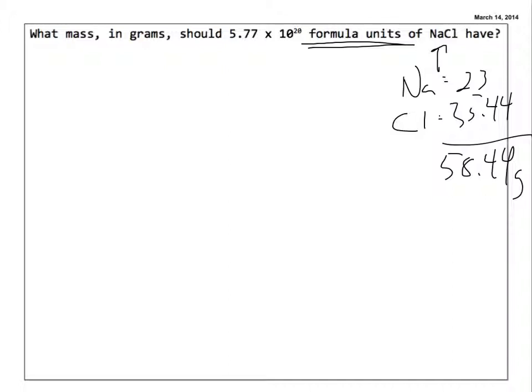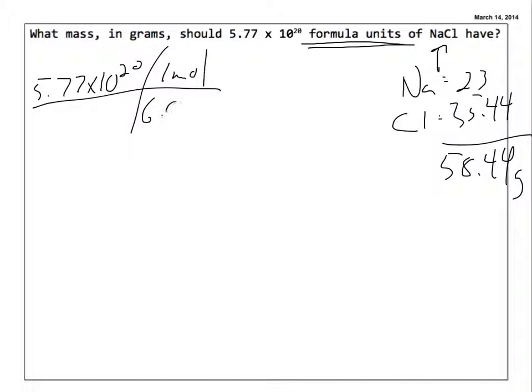So we first have to convert from formula units to moles. So we're going to have 5.77 times 10 to the 20th formula units times 1 mole over 6.02 times 10 to the 23rd formula units, which means we have 9.58 times 10 to the negative 4th moles.